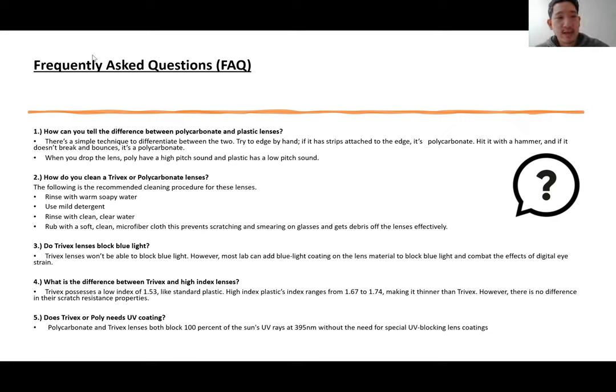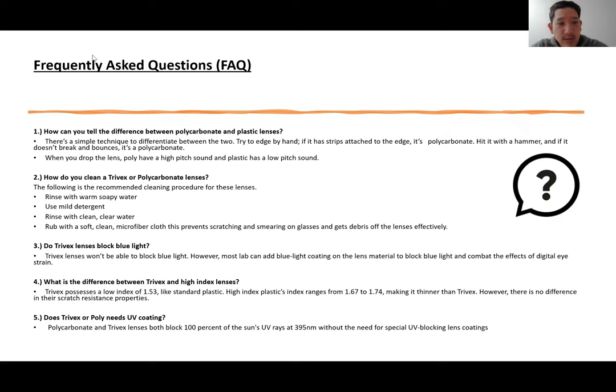So how do we clean a Trivex or a polycarbonate lens? Cleaning lenses, whether it's a Trivex or a polycarbonate lens, is not different from other lenses. Here are some of the recommended cleaning procedures that we should always remember for our lens to last longer and to prevent scratching.